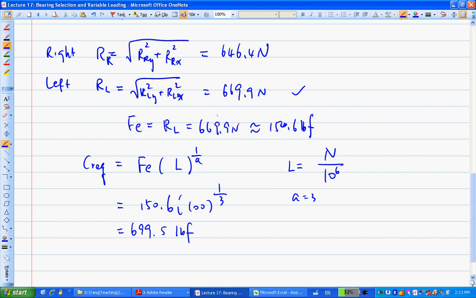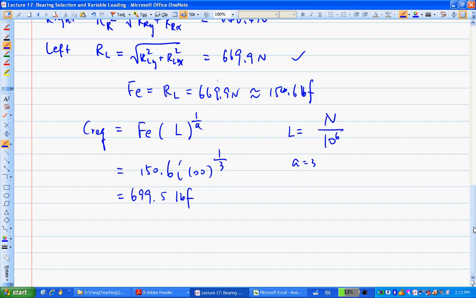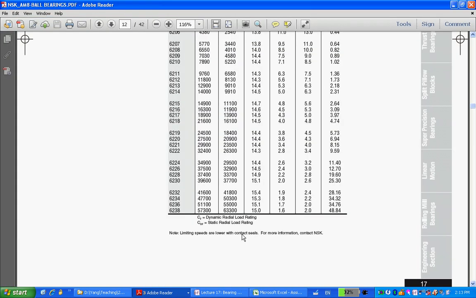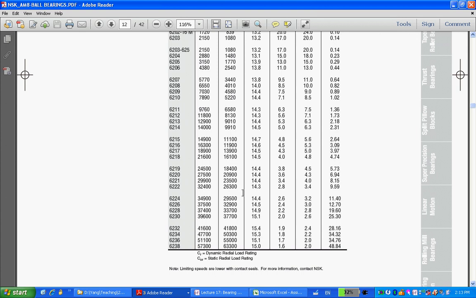So here's my speed required here. Okay, speed required. And so the next step is to take a bearing that satisfies this required rating. Not just that, but the bearing bore size also has to satisfy the minimum shaft diameter requirement, which is 2 centimeter or 20 millimeter here, right? So I used a catalog from NSK here. 6 series, we're picking ball bearings.